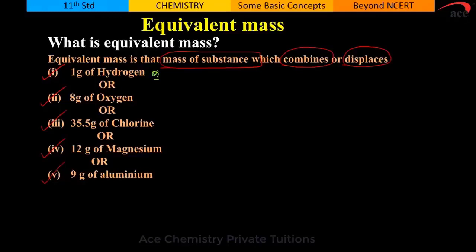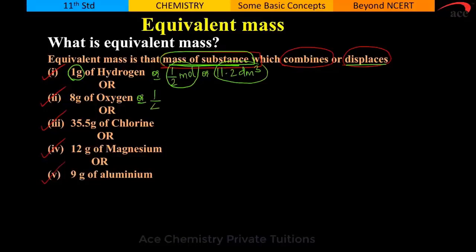Now, if you want, this can be written as what? 1 gram of hydrogen can be also written as half a mole of hydrogen, which can be also written as 11.2 decimeter cube of hydrogen. So, that mass of the substance, we are talking about equivalent mass of a substance, is that which combines with either 1 gram of hydrogen or half a mole of hydrogen or 11.2 decimeter cube of hydrogen. Either it can combine or it can displace.